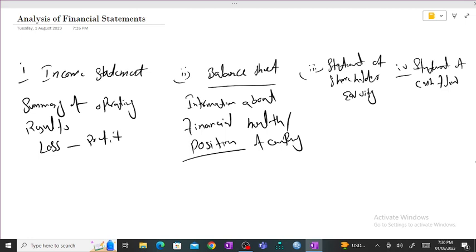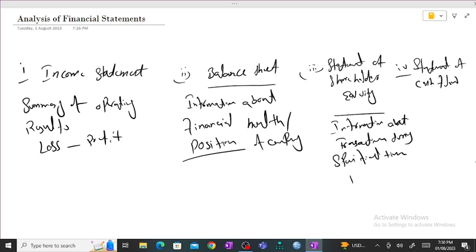Now, the third one is the statement of shareholders' equity. It shows all the equity transactions that occur during a given time period. It gives information about transactions that occurred during a specified time period.